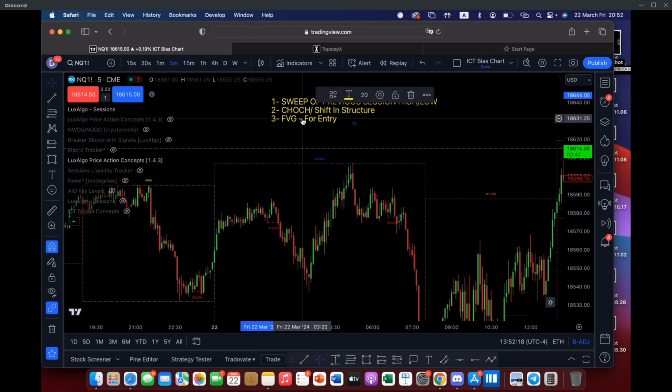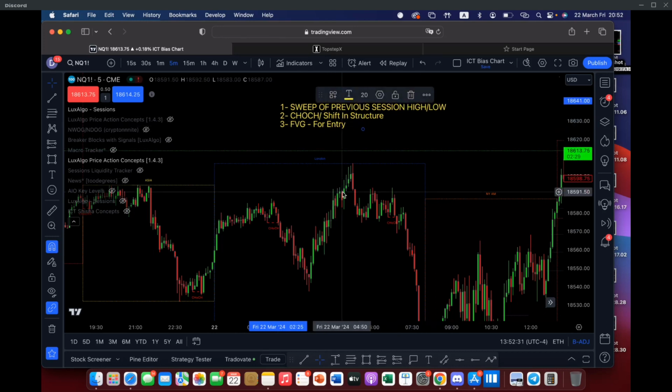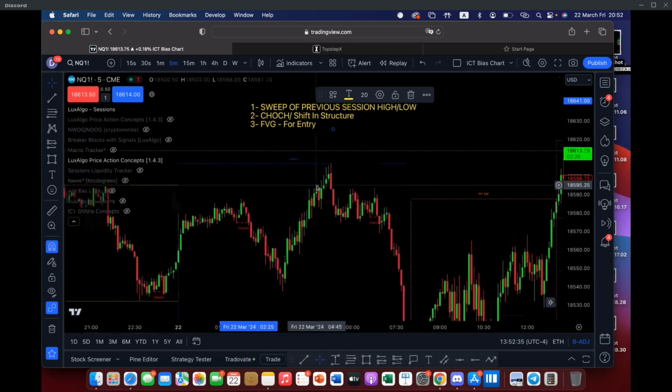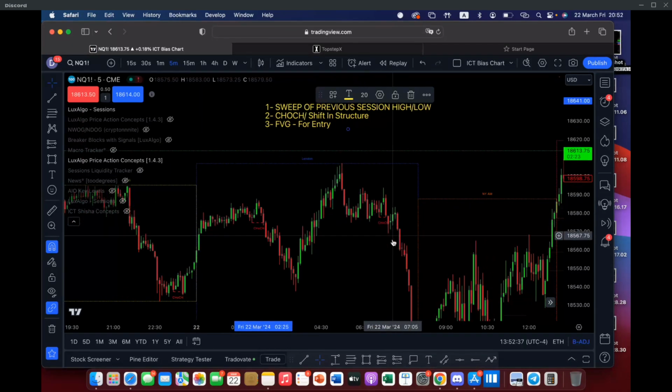An FVG is an imbalance, right? It's only made by institutions. It requires a lot of contracts going into the market to push that and leave an imbalance, to leave something behind, right? So this FVG gives us some sort of institutional sponsorship that will protect our position. So here we go. Step 1, step 2, CHoCH, step 3, FVG.